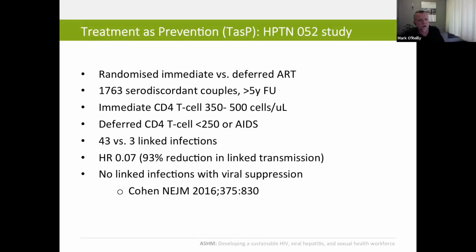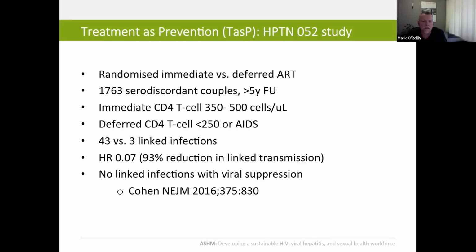The other thing that's evolved over the last decade is the science around treatment as prevention. That means that if an individual living with HIV takes treatment and has an undetectable viral load, the risk of transmitting HIV to their sexual partners is significantly reduced. And there are essentially 4 significant studies that prove this point.